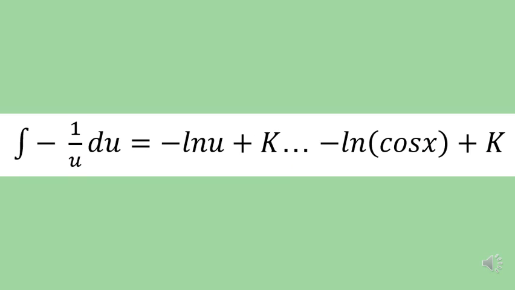Well, the antiderivative of 1 over something is natural log. That's because if you tried to use the power rule, this would be where you'd end up with something to the 0 and have to divide by 0. And instead of that, it is natural log. So we're going to get negative natural log of u plus k, or in this case, negative natural log of cosine x plus k.